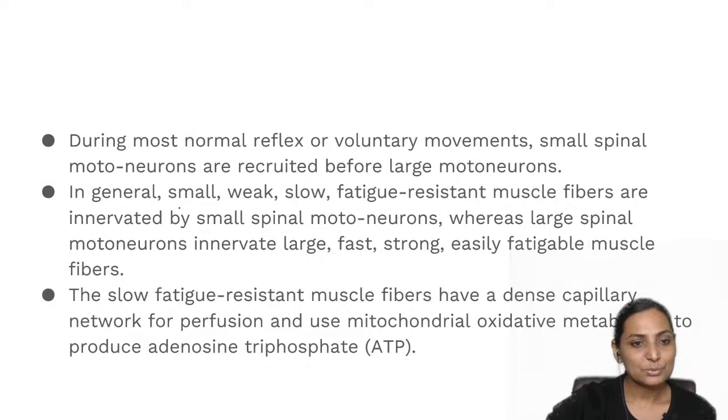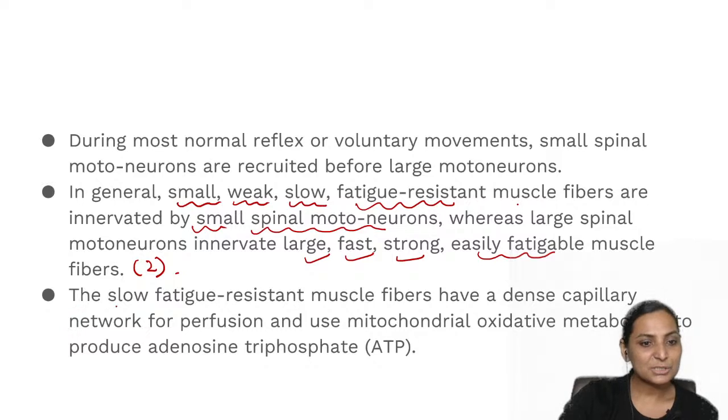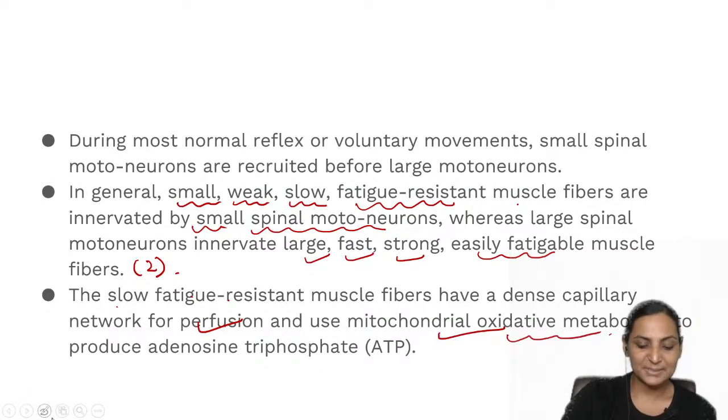So small, weak, slow, fatigue resistant muscle fibers are innervated by the small spinal motor neurons, whereas the large spinal motor neurons innervate the large, fast, strong and easily fatigable muscle fibers, that is type 2. The slow fatigue resistant fibers have a dense capillary network for perfusion, lots of mitochondria, and oxidative metabolism is their choice.